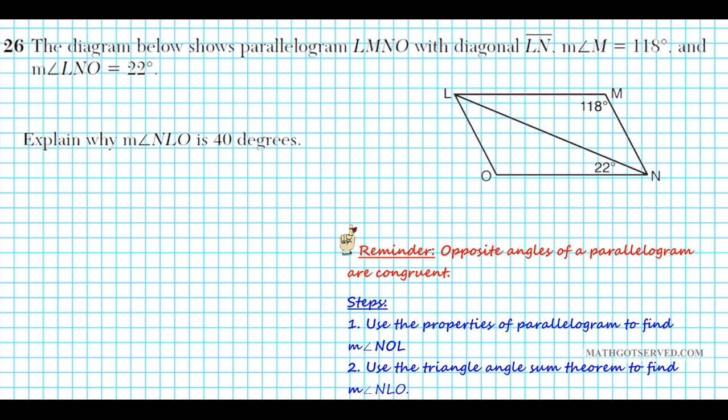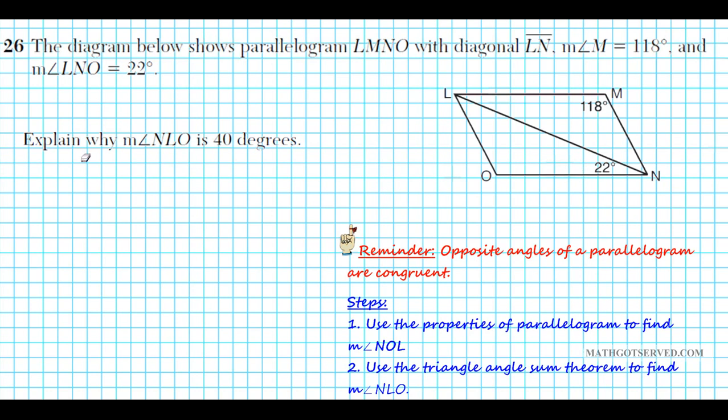All right, let's take a look at number 26. It says the diagram below shows parallelogram LMNO with diagonal LN, and so we have a parallelogram right here. Measure of angle M is 118, and measure of angle LNO is 22 degrees. So the question is, explain why the measure of angle MLO is 40 degrees.